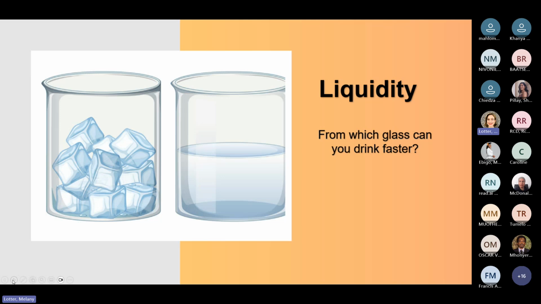Liquid asset means, can you take out the money immediately? Let me give you an example. If you have money in your savings account and you have an emergency, you can drink from that glass immediately. You can take your money out of your account immediately.